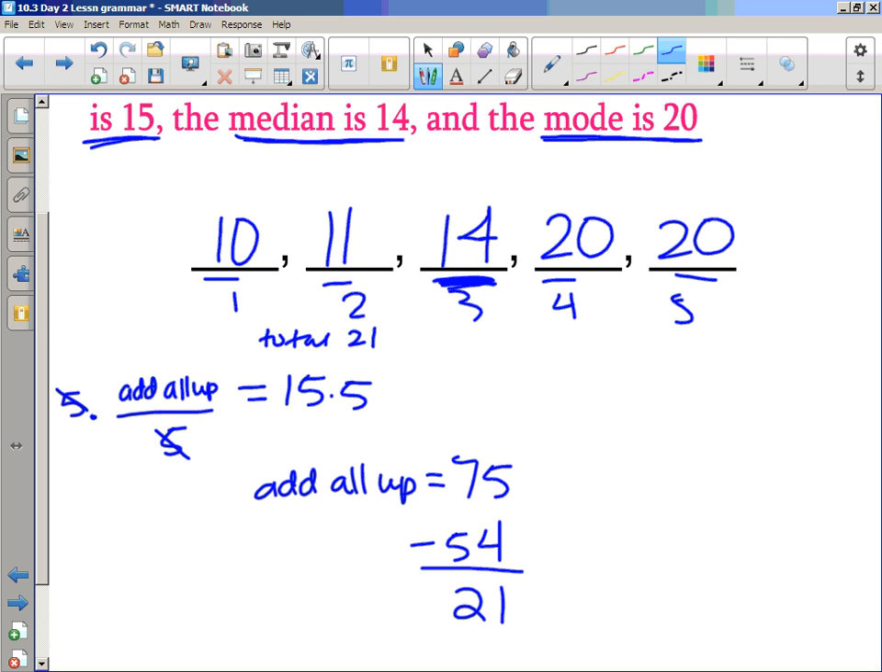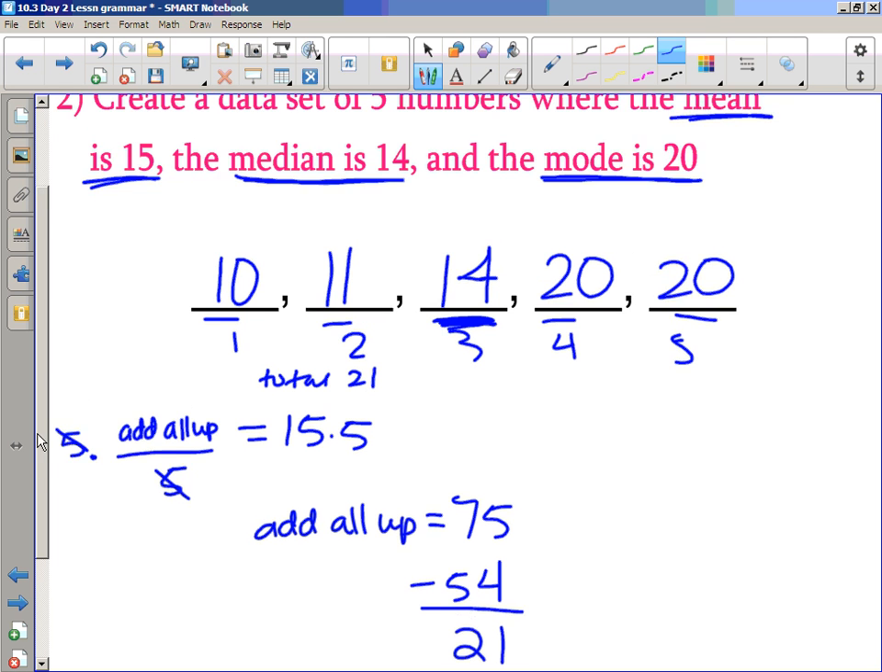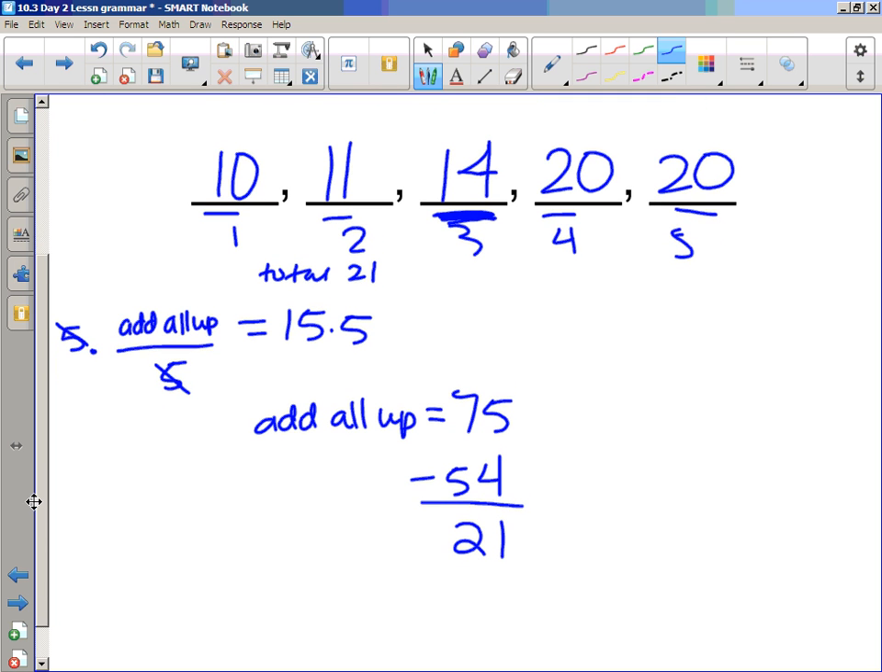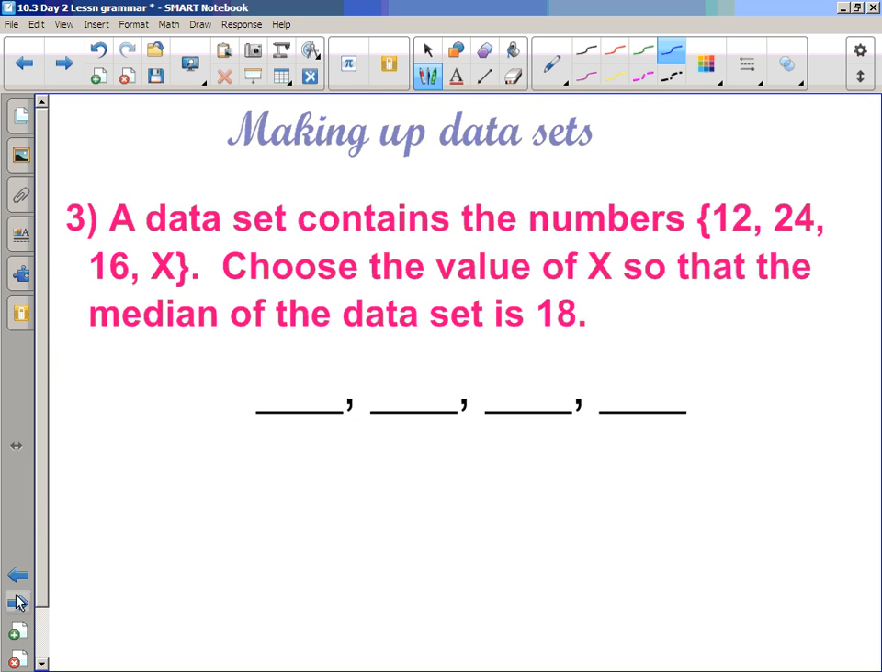So let me just check and see if the mean is 15. Right, and I got 15, so my data set works. If you pick 2 different numbers that add to 21, it still works out. So notice there's not always one correct answer when you create these, but the biggest thing you have to think about with the mean is when I add up all my numbers, what does it have to equal, right?